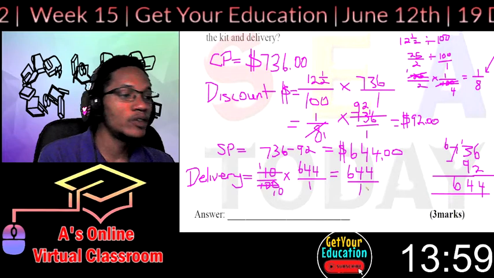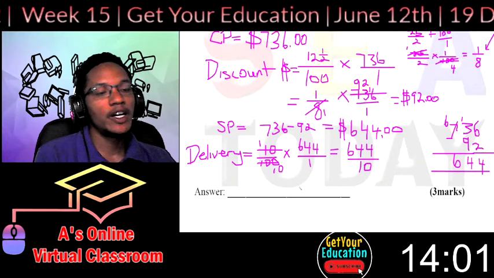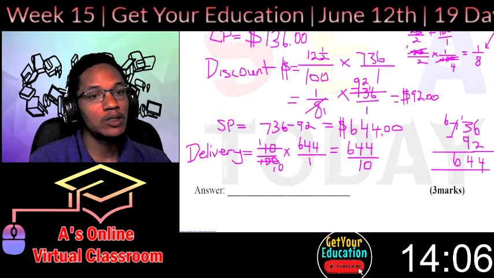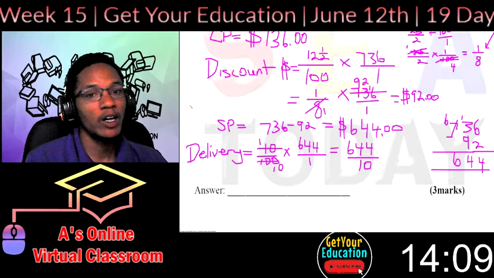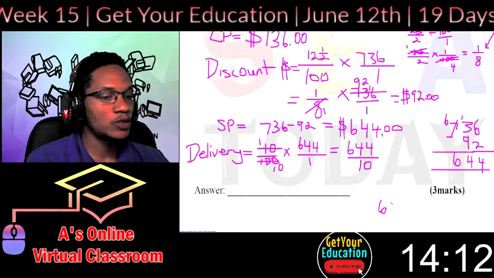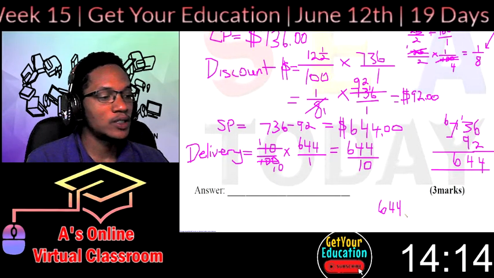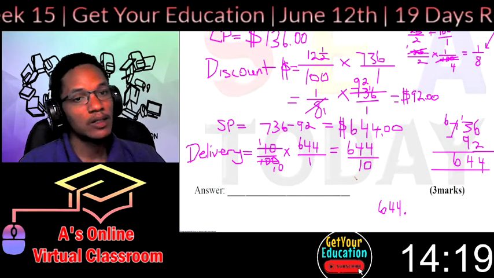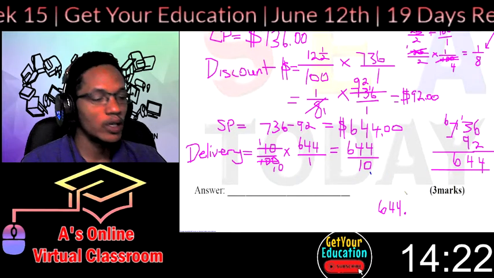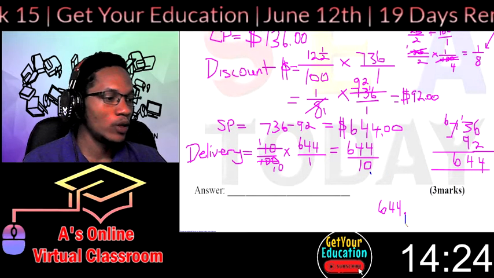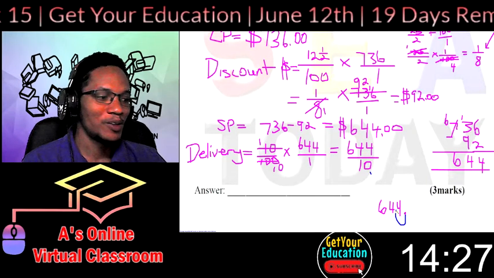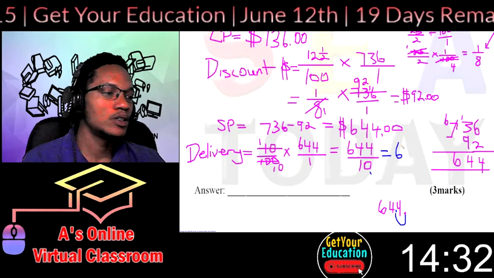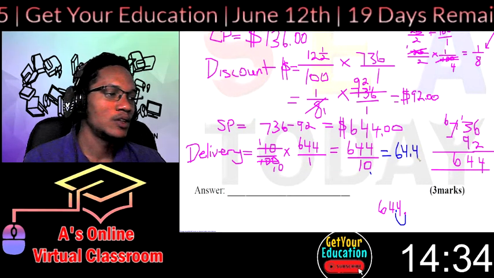So this is 644 over 10. I want to leave it over 10 because when we divide by a number like 10, all we have to do is move the point, just like we saw moving the point for dividing by 100. So we'll take 644, where the point is here, and because we divide by 10, we move the point once because there is 1 zero in 10. So we move it once to the left, because we are dividing. So she has to pay $64.40 for delivery.